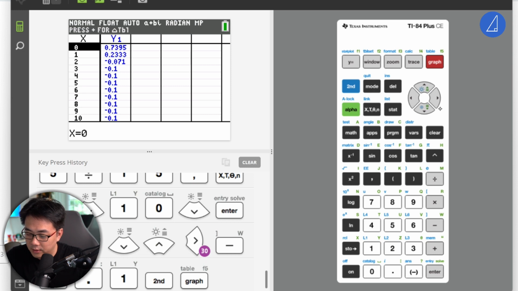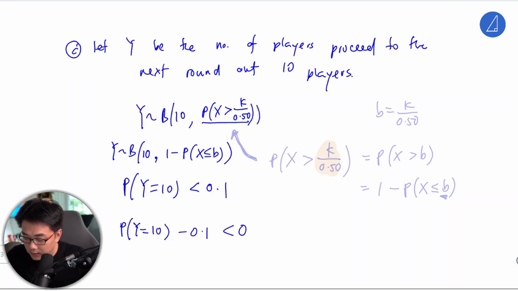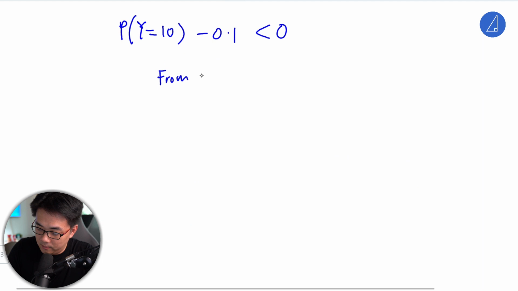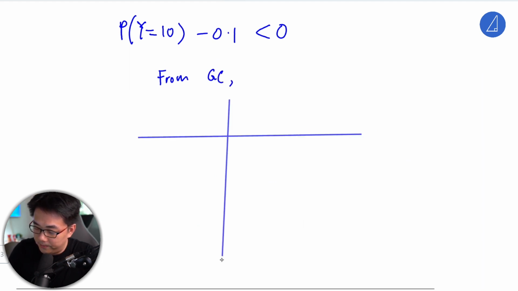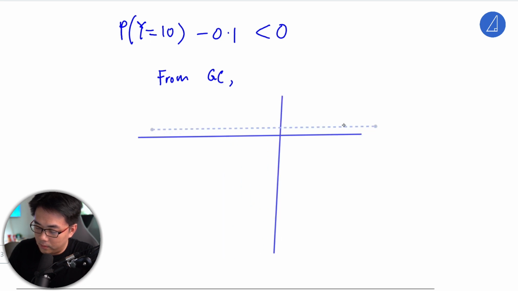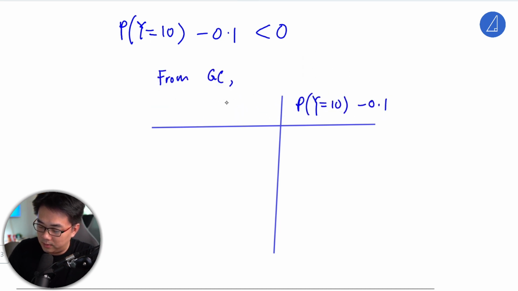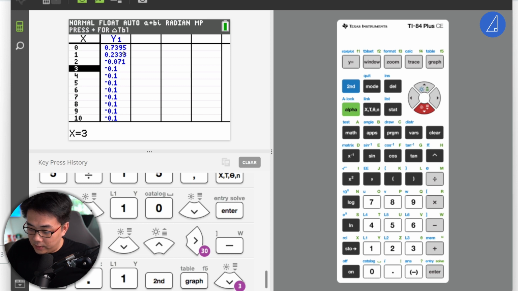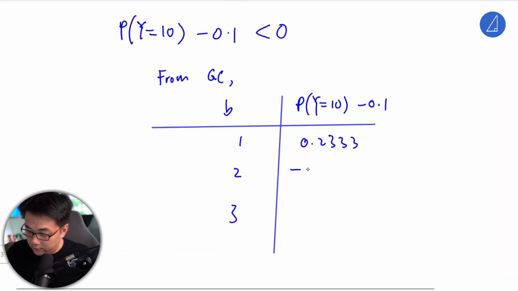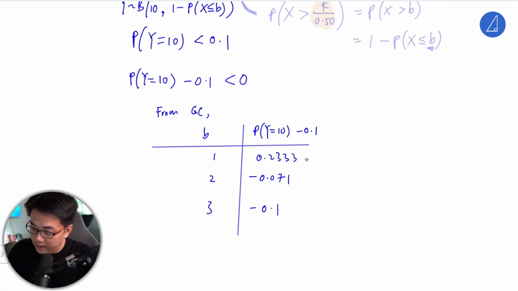Then I go to second table and I just scroll down to find the value which I need. So once I key it in, I realize that you see this value here. So from the calculator, I know that we have got P(Y = 10) minus of 0.1. Oh, okay, then I will just put this as the B value here. I know that the B value would be 1, 2, and 3. Then this is 0.233. Then this is negative 0.071, negative 0.1. Okay, there you go. So in this case here, I need this to be negative because there's a negative here. So this will be my answer.